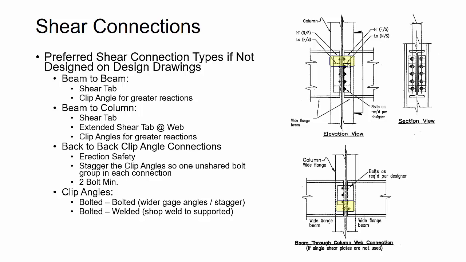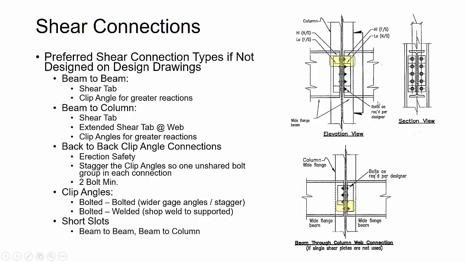And then for bolted welded, which is the most common that I see, you'll usually see a shop weld of the clip angle, which is actually what's shown in this picture here. The clip angles are shop welded to the supported member, and then they're bolted in the field to the supporting member, which is going to be like a girder or a column.